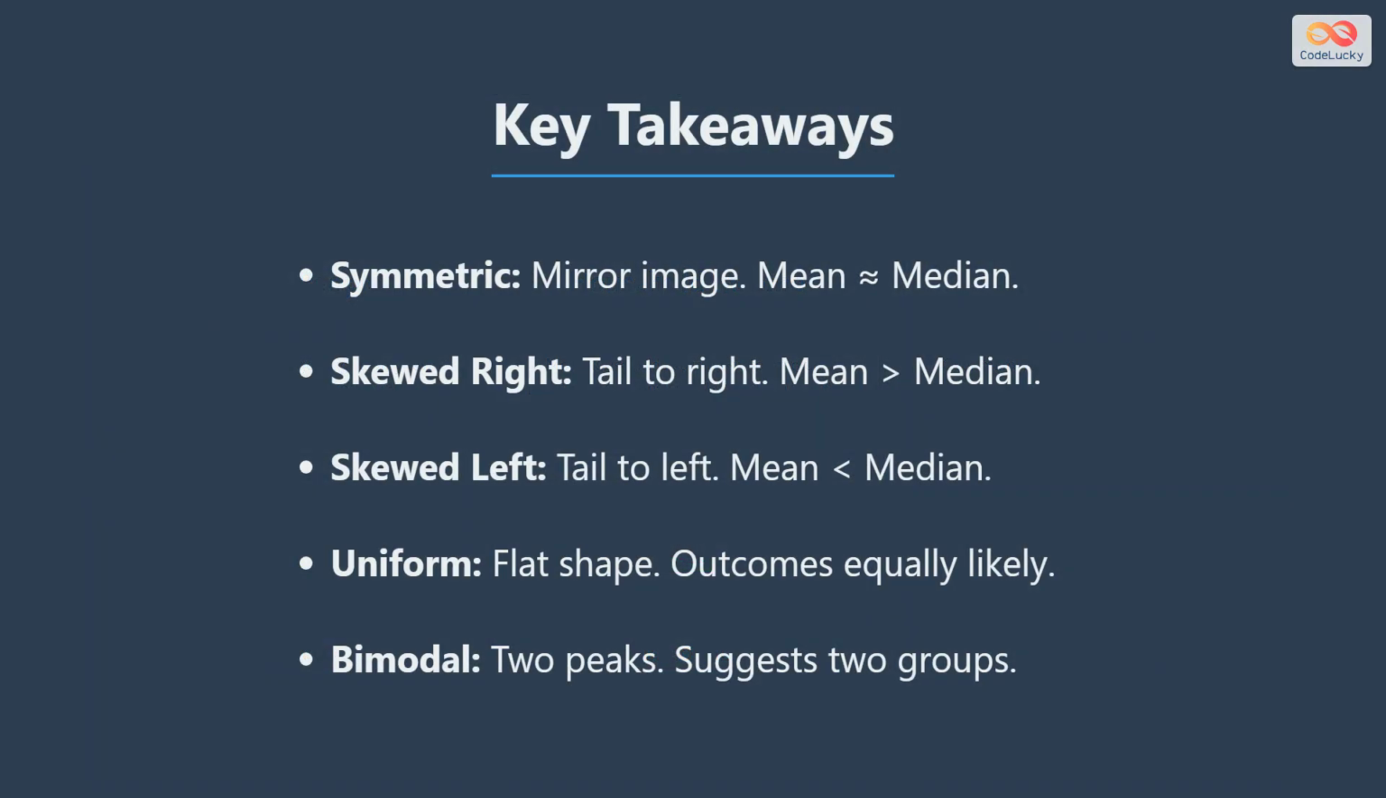To wrap up, remember these key shapes. Symmetric is a mirror image. Skewed right has a tail to the right. Skewed left has a tail to the left. Uniform is flat, and bimodal has two peaks. Identifying these shapes is the first step in understanding the story your data is telling you.